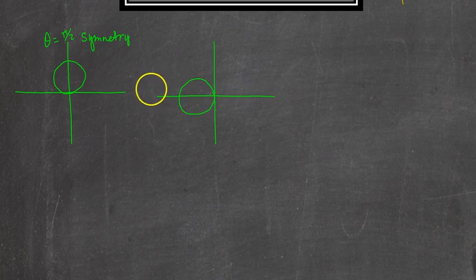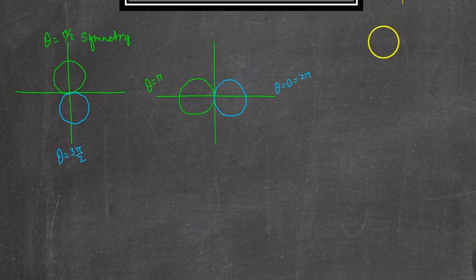If it's on this side, that's symmetry with respect to the angle theta equals pi. If it's over here, it would be symmetry with respect to the line, or the angle, theta equals 0 or 2 pi. And if you get a symmetry down here, then it's symmetry with respect to the angle theta equals 3 pi over 2.